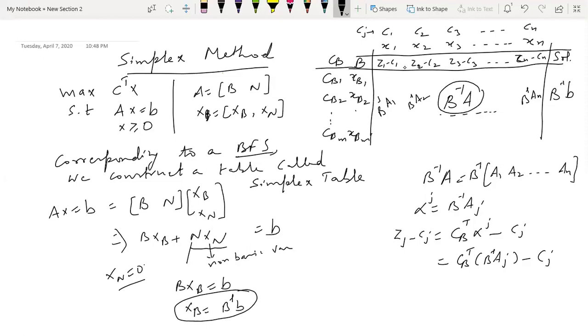But this simplex table is giving me much more information than this only, because you see here, I got a basic solution here, this component only. But the column components and Zj minus Cj, we were not evaluating. But now we are not going to evaluate all the basic solutions in order to find the optimal solution.